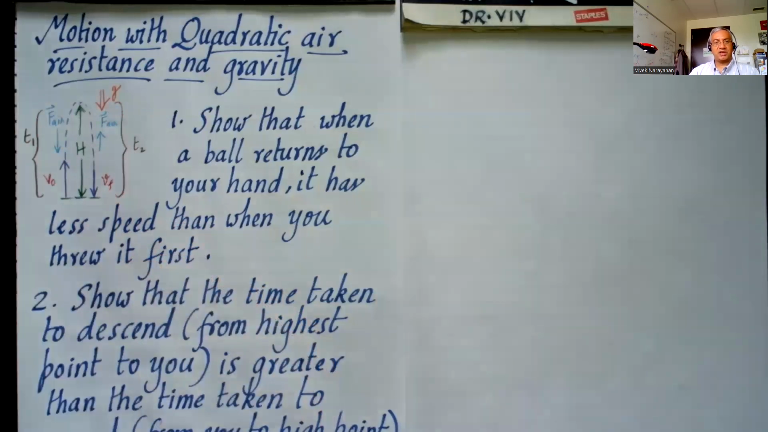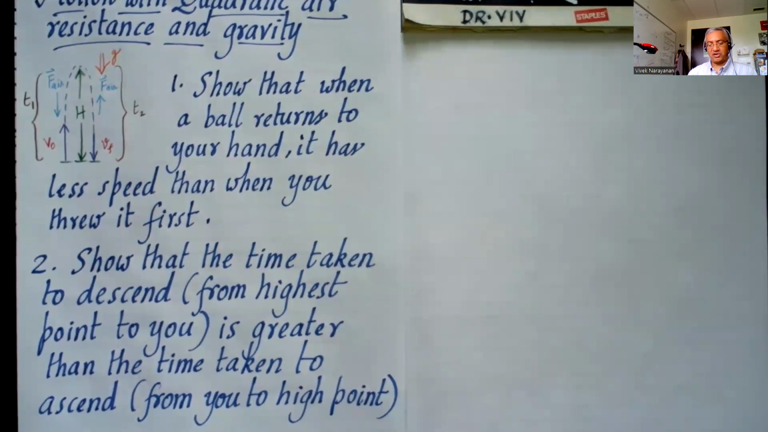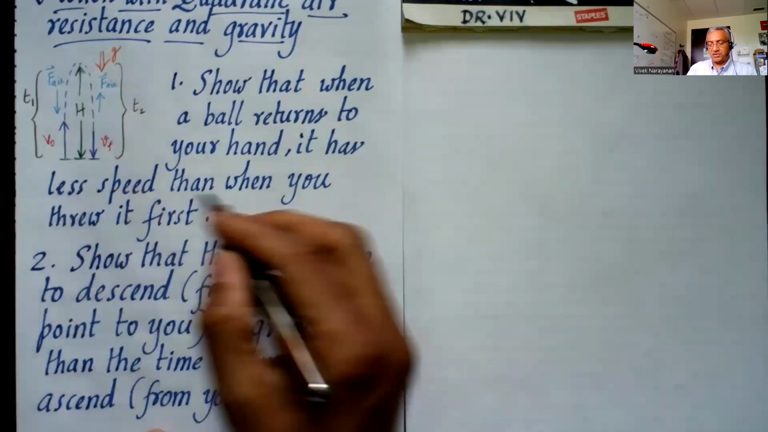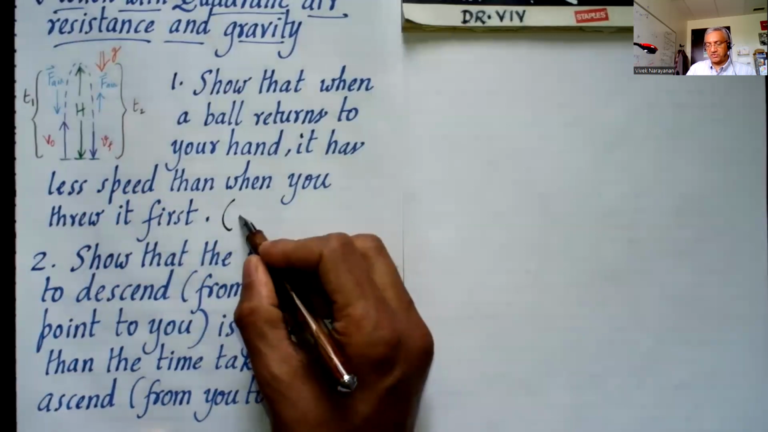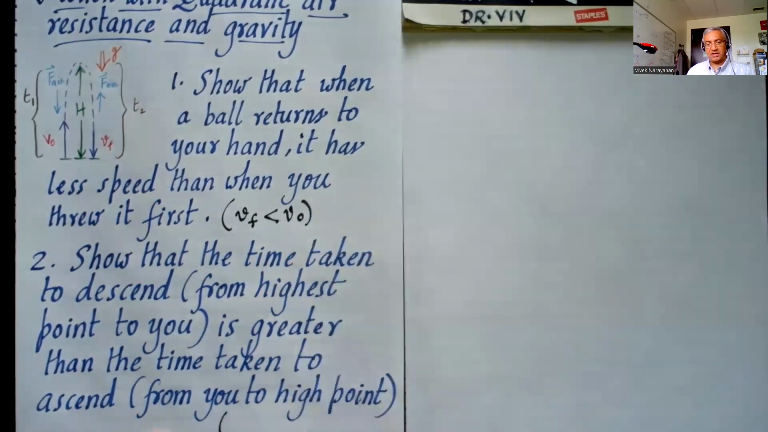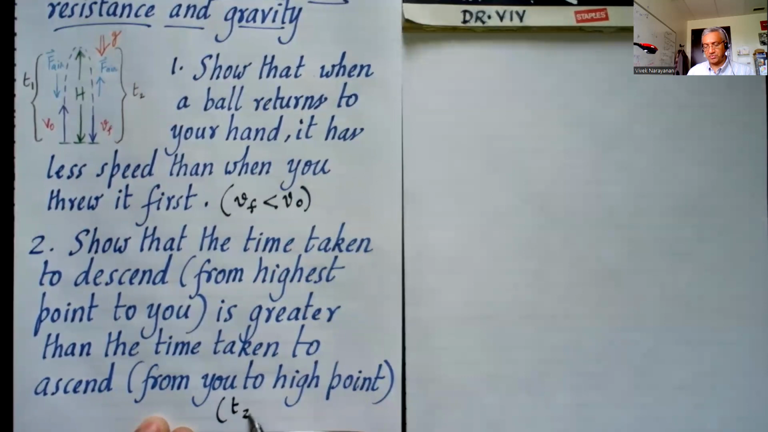What you're supposed to show is that when the ball returns to your hand, it has less speed than when you throw it first. And the next part is to show that the time taken to descend is greater than the time taken to ascend. So in terms of the symbols that I have defined here, what we need to show is that VF is less than V0, and that T2 is bigger than T1. Both of these make sense to you intuitively.